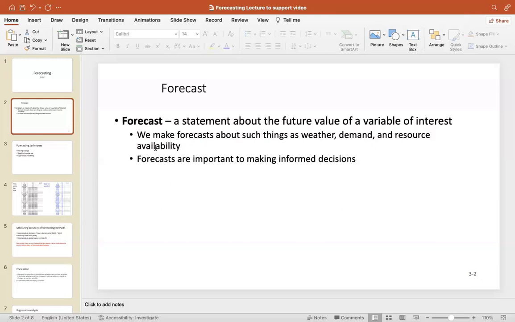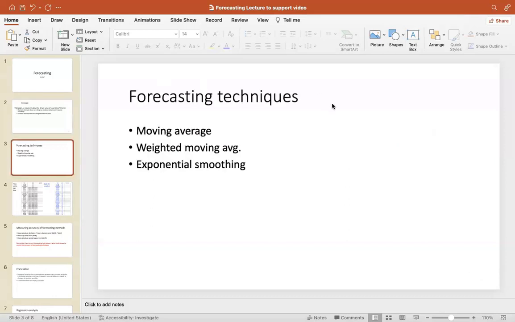And because we do not have a crystal ball, we cannot just make random guesses. Our forecasting should be scientific, objective, and based on data. Forecasts are important to making informed decisions. In this video, I will explain different types of techniques that are used for forecasting. I will start with these three techniques: moving average, weighted moving average, and exponential smoothing using Microsoft Excel.